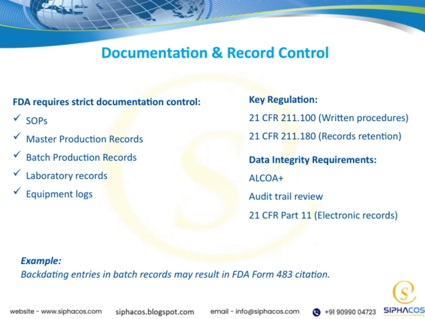Key regulations to keep in mind are 21 CFR 211.1, which requires written procedures, and 21 CFR 211.18, which covers records retention. These regulations ensure that our documentation is thorough, accurate, and available for review. Now, moving on to data integrity requirements. The principles here are often summarized by ALCOA+, which stands for attributable, legible, contemporaneous, original, and accurate, plus additional aspects like consistent review and audit trails.